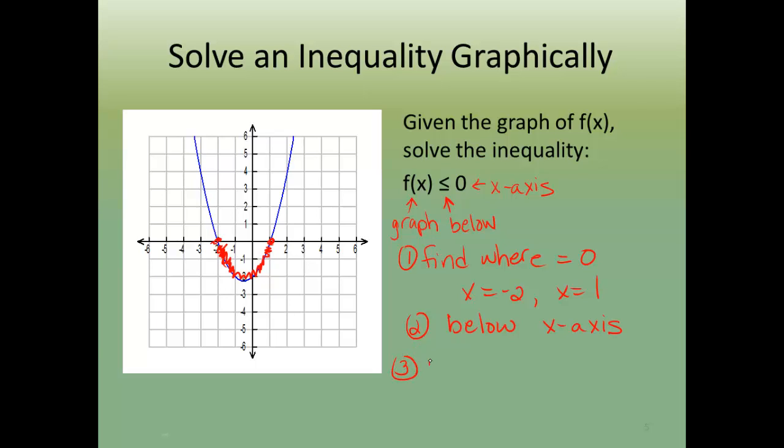Last thing I want to do is describe the intervals, or in this case, one interval where this happens. It starts at negative 2. It's using all of the x values in between here until it stops at 1. I'm going to close these brackets because it's less than or equal to. The or equal to gets a closed bracket.